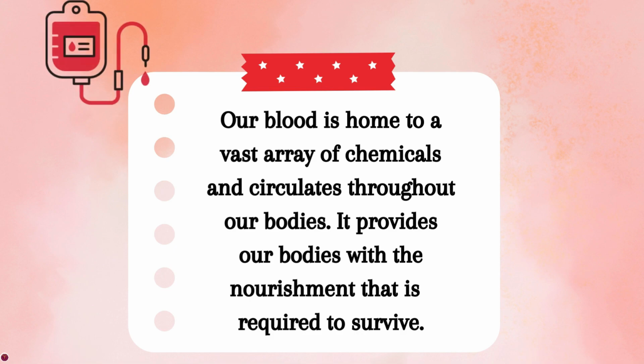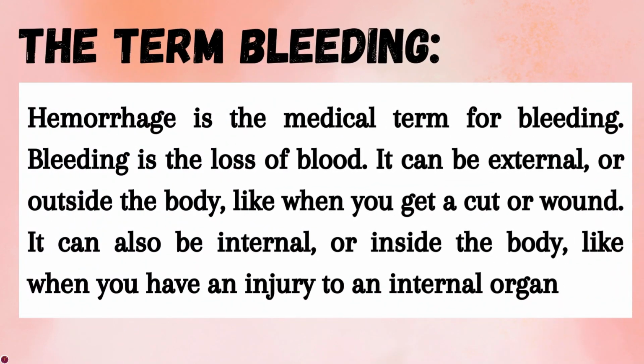The quantity of blood in our body is approximately 1.2 to 1.5 gallons, and blood is approximately 10% of an adult's weight. For bleeding, there is a special medical term known as hemorrhage. Hemorrhage is the loss of blood. It can be external, or outside the body, like when you get a cut or a wound, or it can be internal, like inside the body, like when you have an injury to an internal organ.